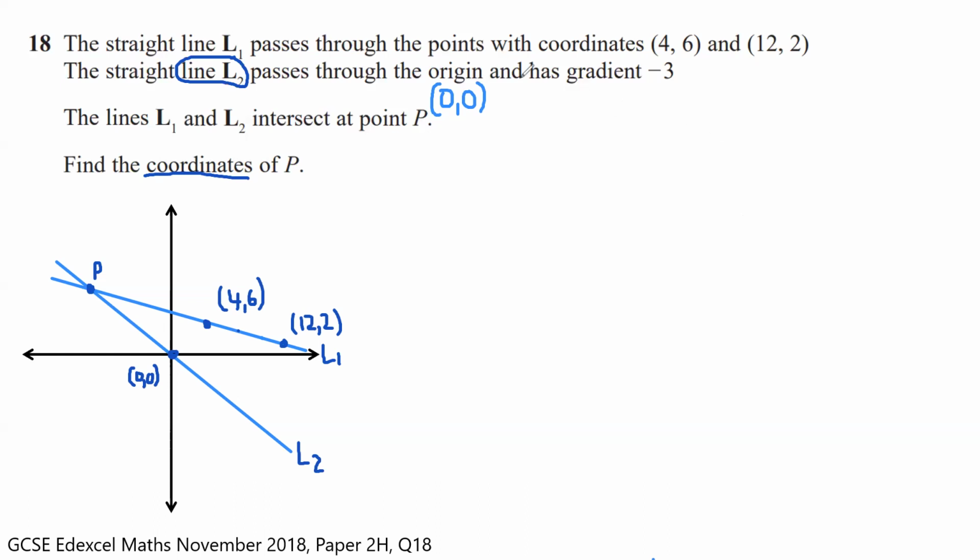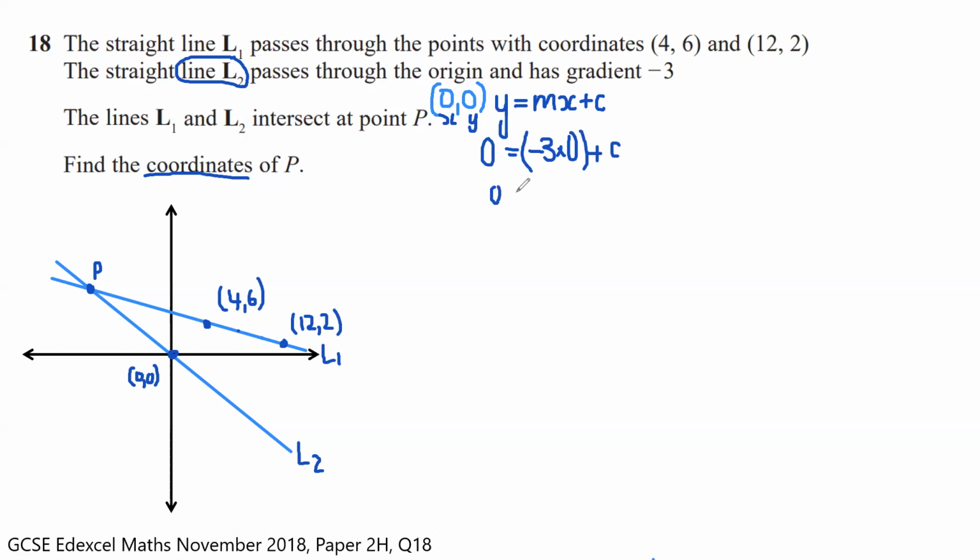So for L2, we know that it passes through the origin and it has a gradient of -3. If we go back to the equation that you've probably got ingrained in your brain at the moment, we've got the line y is equal to mx plus c. This is our standard line, isn't it? We can fill in the gaps, but this is always the starting point. The gradient is m, so we can substitute in a gradient of -3. We can substitute in an x value, because remember, a coordinate always gives us an x and a y value: an x value of 0 and a y value of 0.